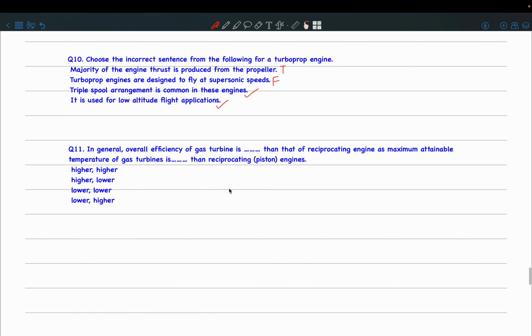In general, the overall efficiency of a gas turbine is lower or higher than a reciprocating engine. So, you know what is a reciprocating engine? It's a piston engine. Overall efficiency of a gas turbine engine. So what is overall efficiency? Okay, just tell me one word answer for the first part. Is it lower or higher? What is the answer here? Lower, right. Why?